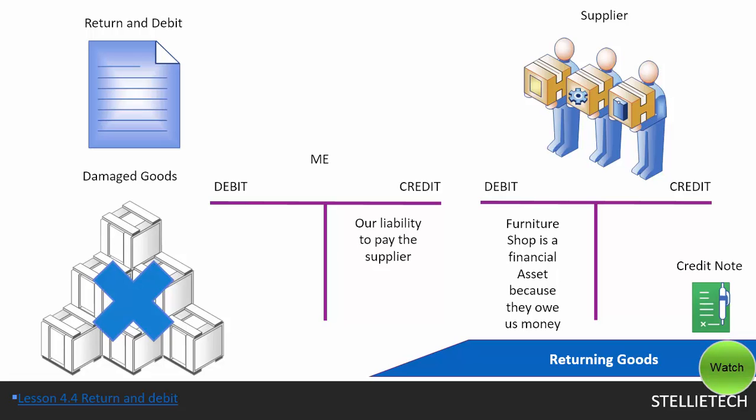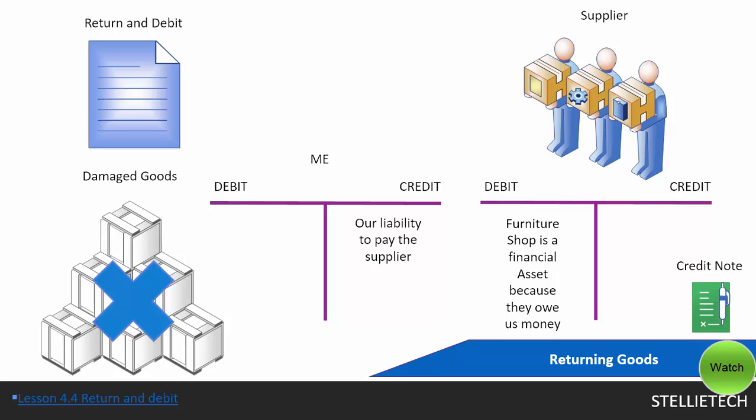Returning goods. Sometimes it happens that you order goods from a supplier, process the invoice, and then realize that some of the goods are damaged. The best way to avoid this is to always check quality and quantity at the receiving bay when you first receive the goods.